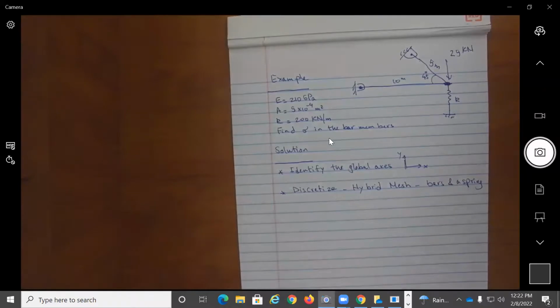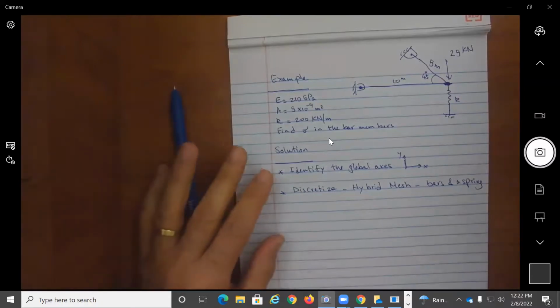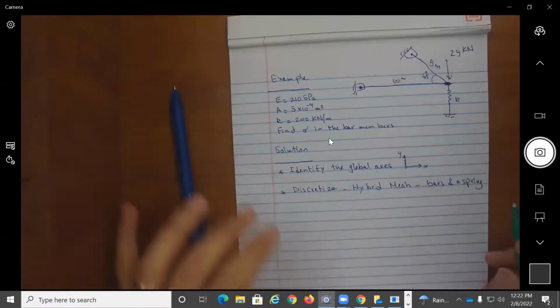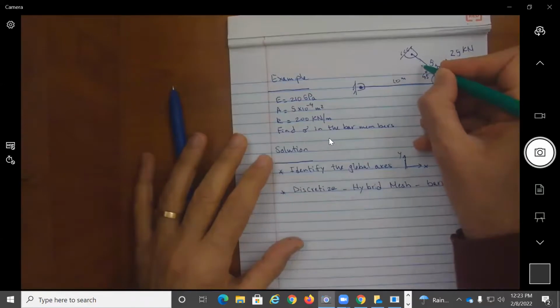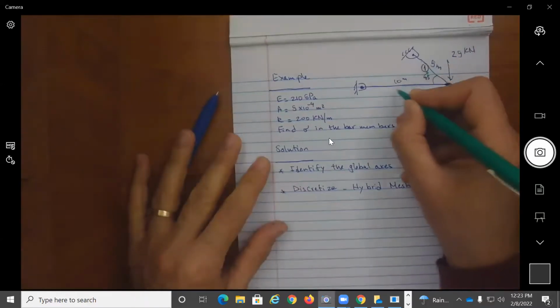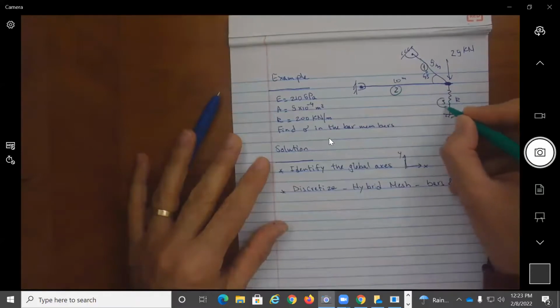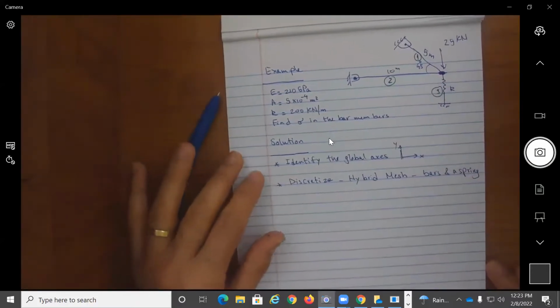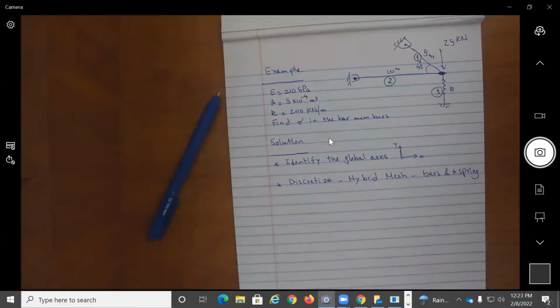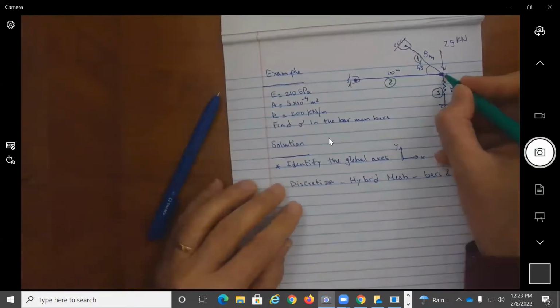Now, when I want to come up with a mesh, one of the first things I want to do is label my elements and my nodes. My elements again are obvious. I have 2 bar elements and a spring element. And I don't think the order is going to matter, so I'm going to call this 1, 2, and 3. Really, what's going to matter is labeling the nodes. So again, we can use the same trick we did for the previous example and look at the node that is free and make it node 1. So I'm going to make this node 1.